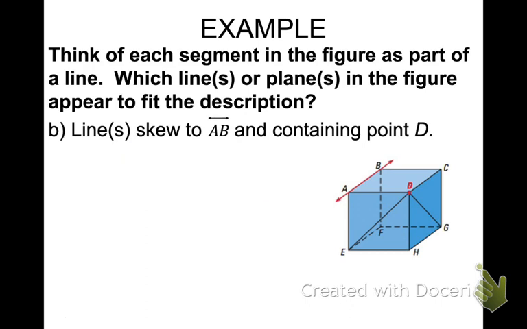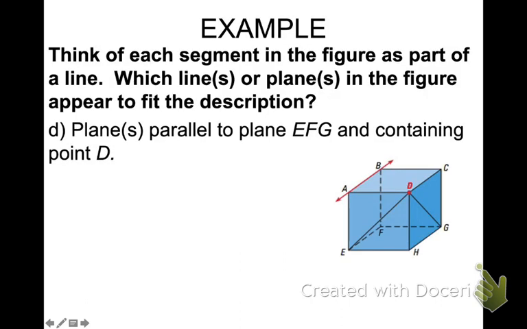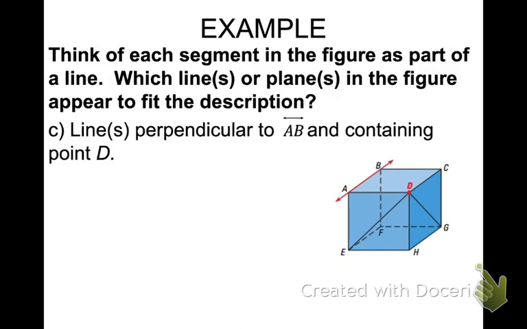For part C, oops, come back. Which line is perpendicular to AB containing point D? DA. Again, that's assuming that it's a square box. So DA would be the only one that would be perpendicular to AB. BC would also be perpendicular. AE would be perpendicular, and BF would be perpendicular, but this is the only one containing point D.